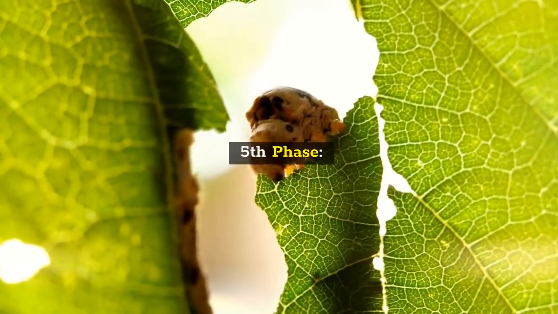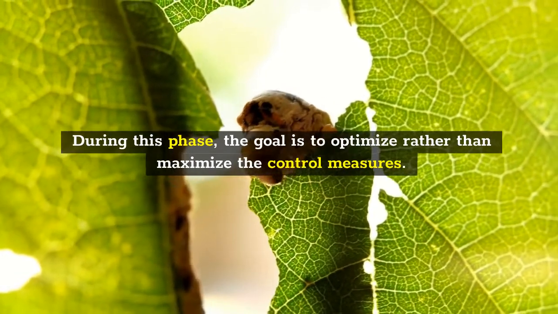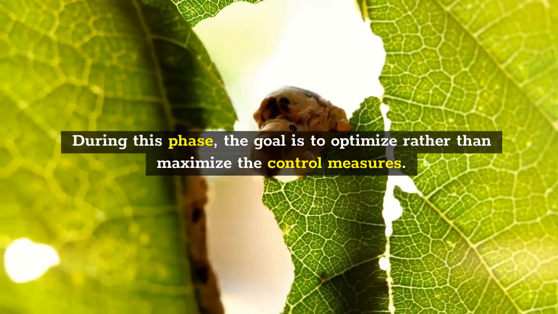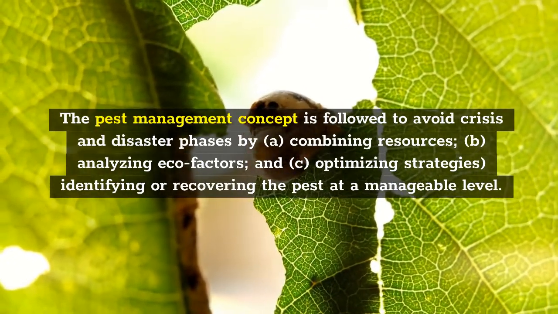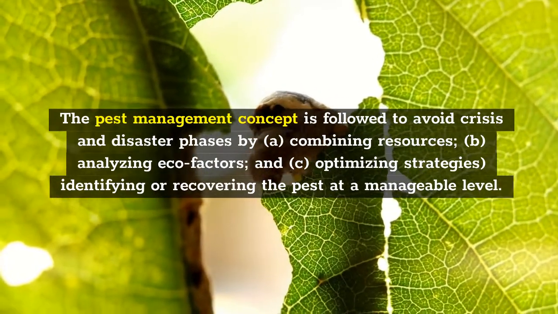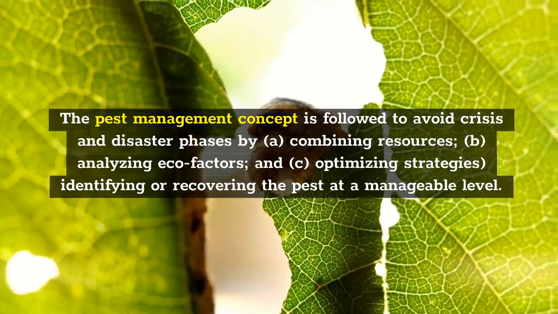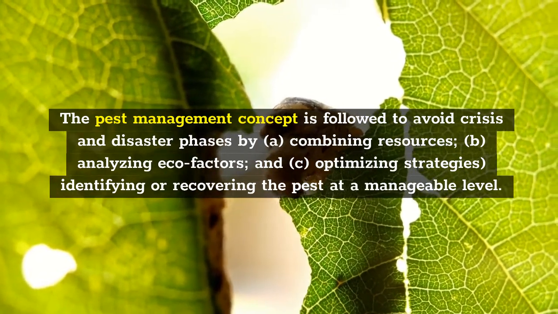Fifth phase, integrated control. During this phase, the goal is to optimize rather than maximize the control measures. The pest management concept is followed to avoid crisis and disaster phases by A. Combining resources, B. Analyzing eco-factors, and C. Optimizing strategies, keeping the pest at a manageable level.